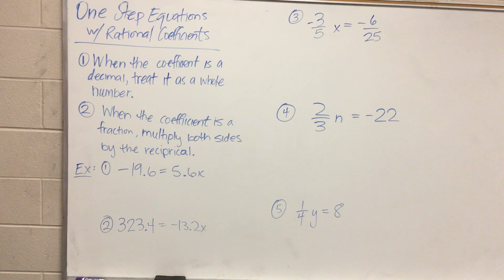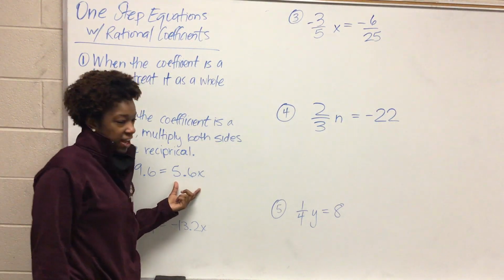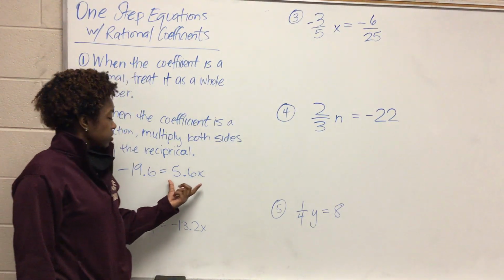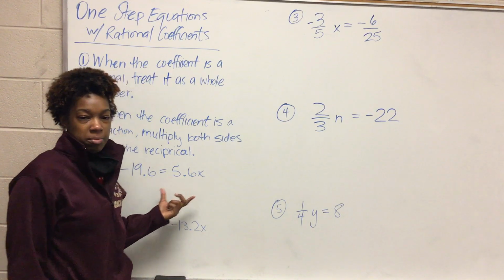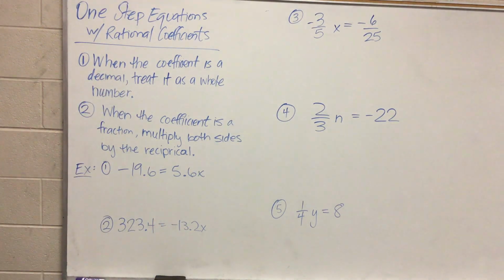Alright? So two ways to solve this. One, when the coefficient is a decimal, and two, when the coefficient is a fraction. Alright, so when the coefficient is a decimal, treat it as a whole number. Which means, if this was a whole number, if this was 5 instead of 5.6x, then we know to just divide by 5 on both sides because 5 is being multiplied by the variable. The same thing occurs when it is a decimal.